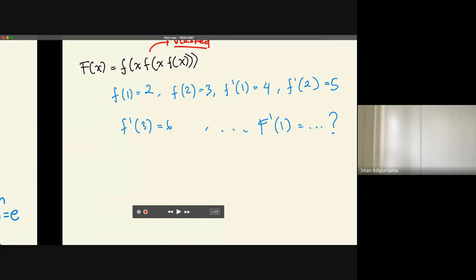When I substitute 1 into x, 1 multiplied by f1 is 2, and it's f2, and f2 is 3. And it's 1, and 1 multiplied by f1 is 2, so this is f prime 2 equal to 5. And f1 is 2, 1 plus 2 is 3. 5, yes, 3, and then 15 plus 3 is 18.